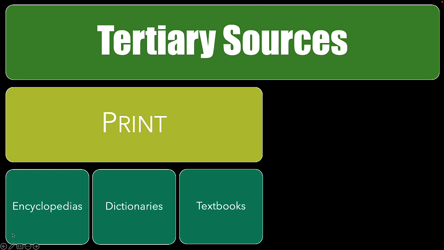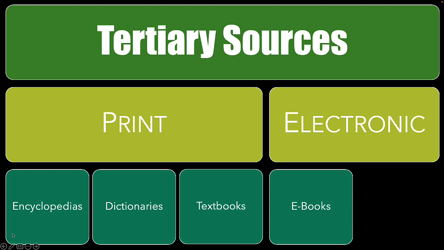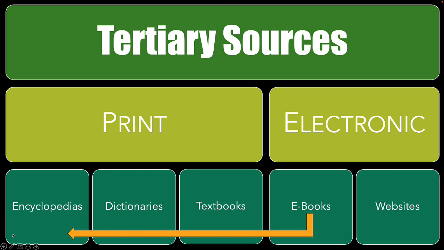But tertiary sources also show up in electronic forms. These are a bit more complicated. Yes, they can be kind of electronic forms of all of the things that I just mentioned. But another form of electronic tertiary source is a website. Now, websites are kind of confusing. We'll have a whole lesson on what to do with the internet as a professional historian.